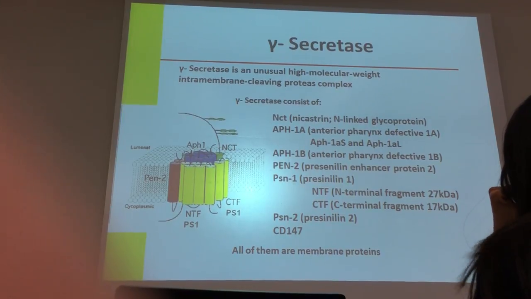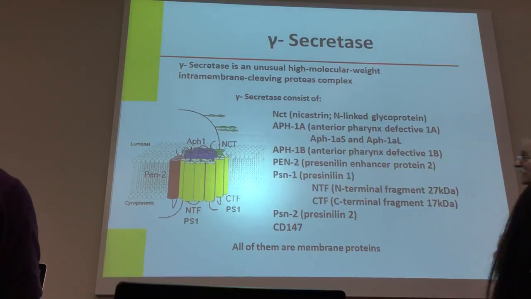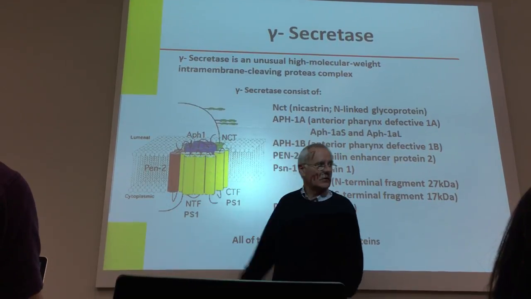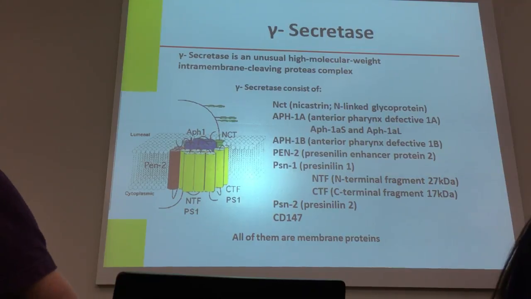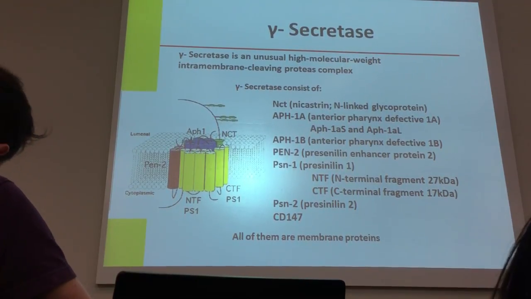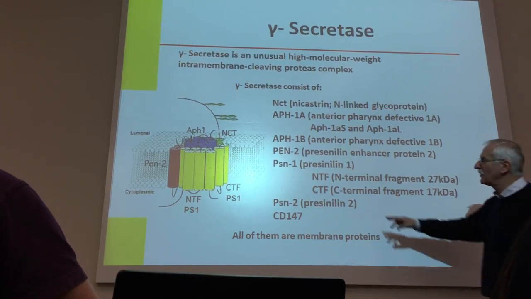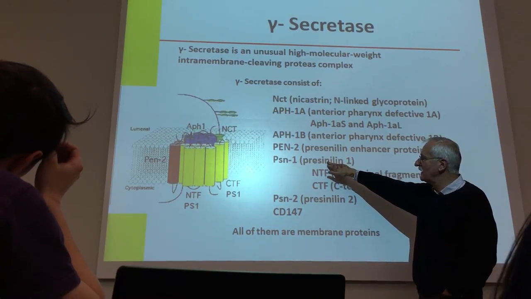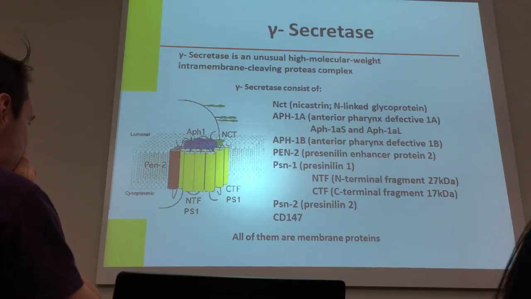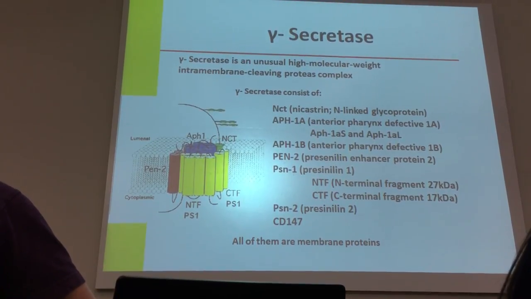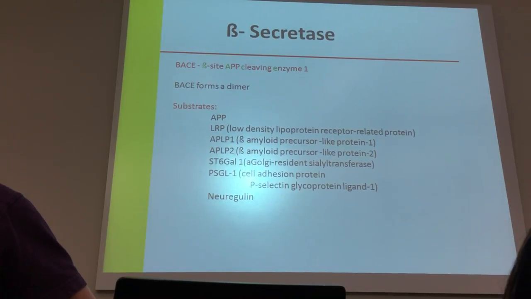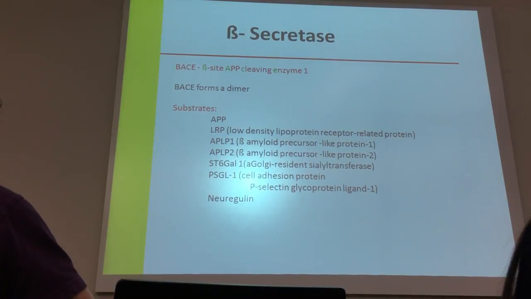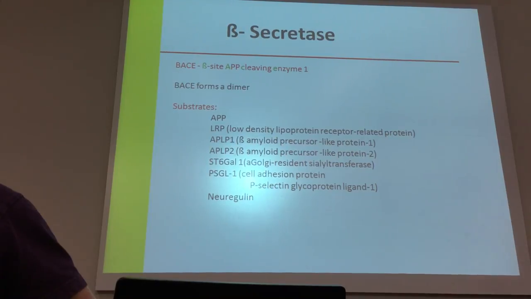So, what are these molecules? You see here the molecule of the gamma secretase. It's a transmembrane molecule which consists of at least seven different sub-proteins. In principle, it's a large complex. And two of these proteins are the presenilin 1 and presenilin 2, which can have the mutations associated with the disease. And then you have the other, which is the beta secretase, also called BACE, beta-site activating enzyme.